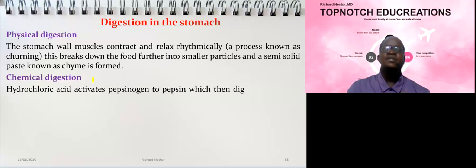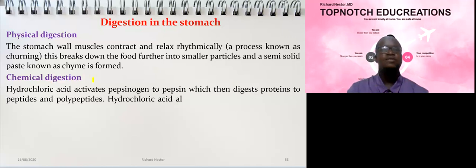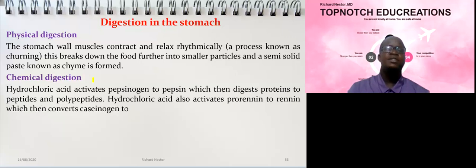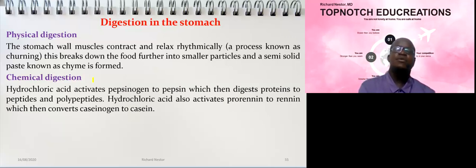The hydrochloric acid, which is secreted within the gastric juice, will activate pepsinogen to pepsin, which will then digest proteins to peptides and polypeptides. At the same time, that hydrochloric acid also activates prorenin to renin, which then converts caseinogen to casein. So we have a number of processes taking place here. Now, we remember previously we said that amongst the components of the gastric juice, we have pepsinogen and we have prorenin.